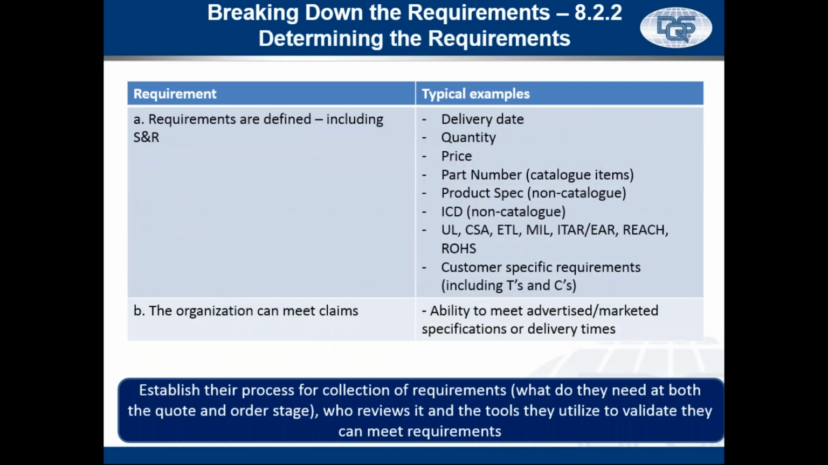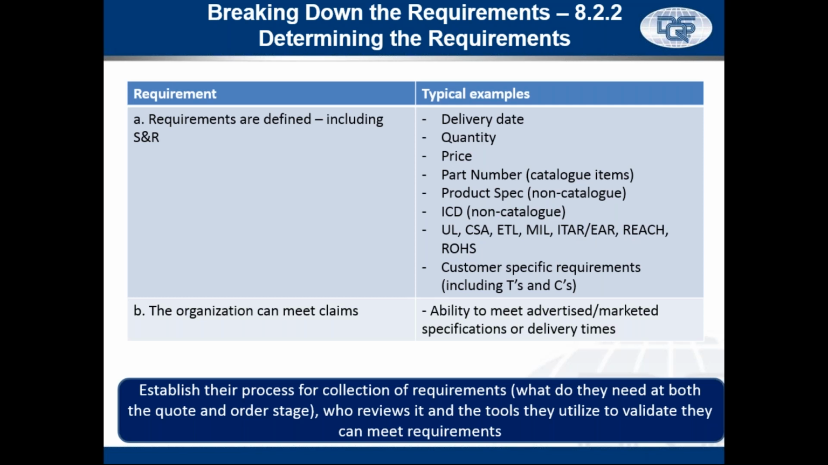There we go. So next we're going to get into the meat of the requirements. So they have to determine the requirements, and requirements are defined including statutory and regulatory. That's what our little S&R is up here, and you're going to see that a few times because this clause really focuses on the identification of statutory and regulatory requirements. What are typical examples? Delivery dates, quantities, price, part numbers for catalog, and you can read the list. I gave you some examples here of product safety, military spec requirements, REACH, RoHS. And then here we've got customers' T's and C's.